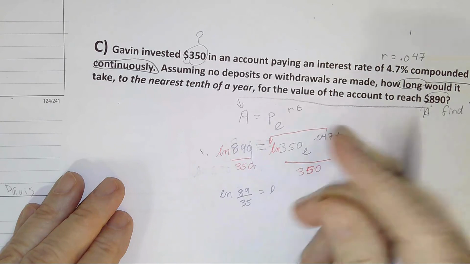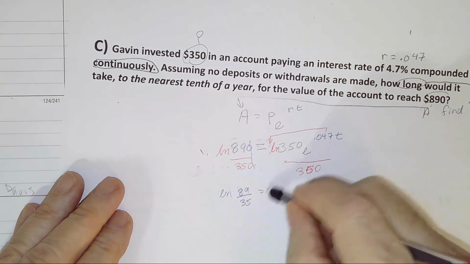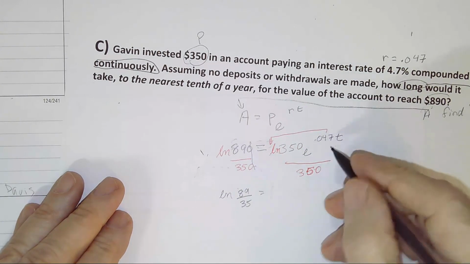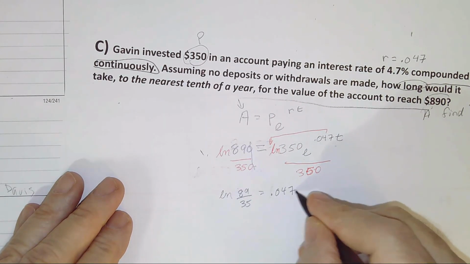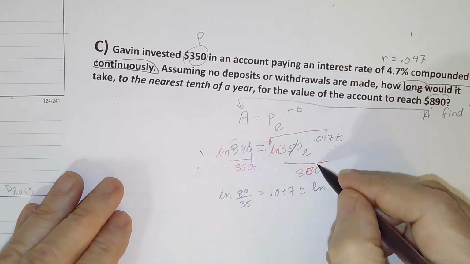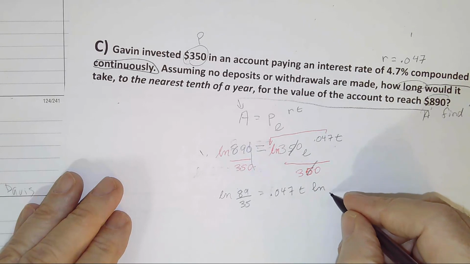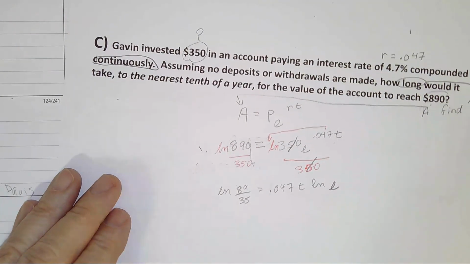Okay, now I've got the natural log. Let's drop down the exponent. So 0.047 t times the natural log, and then of course this is canceled. So it's the natural log of e.